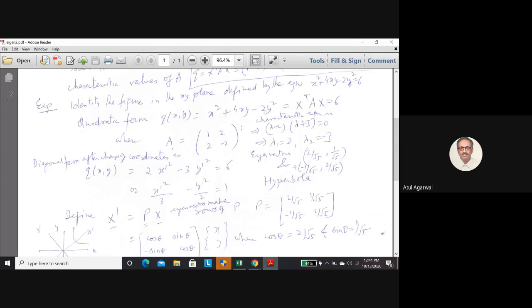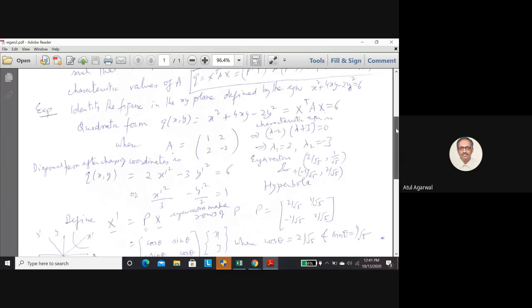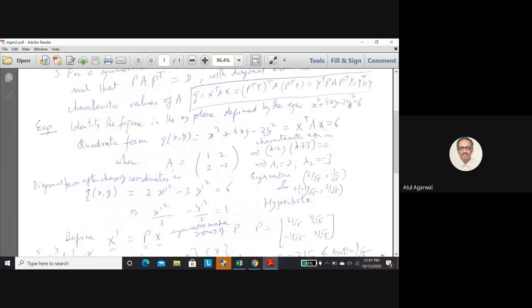Look at this, x transpose A x. So what is your x here? Only x and y. You are having only xy coordinates. This is a plane curve. So you will write x comma y as a row vector here, and here you will write x comma y as a column vector. If you multiply the entire thing, you will get this equation.